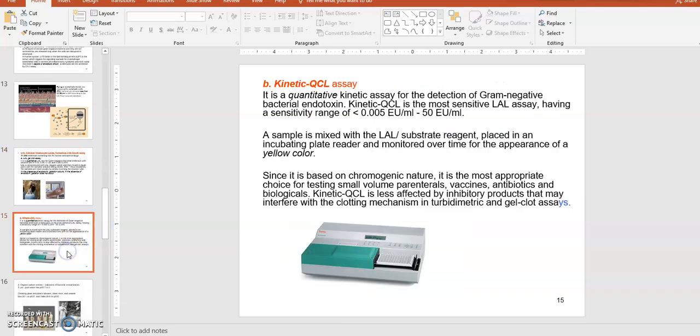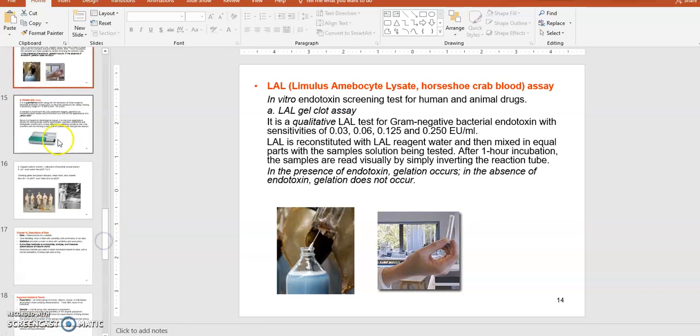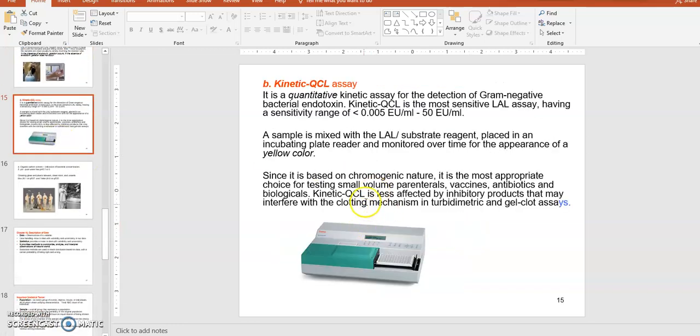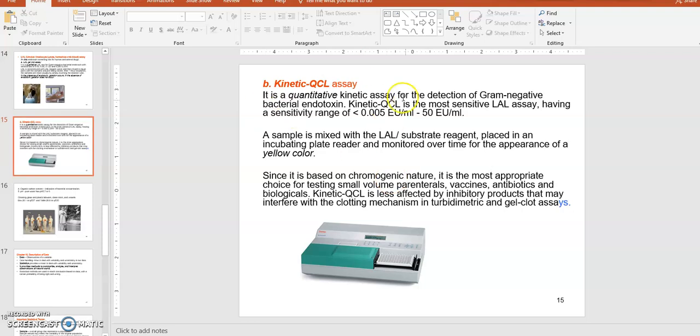So that assay can be done based on gel clotting ability, or it can be done as a color change assay, because that lysate can be conjugated with some kind of color-based material like yellow color. Then you can measure the amount of endotoxin based on the color change using spectrophotometry. So that's called the kinetic QCL assay, or if you want to do a gel clot assay, like the assay you did in the lab, that is considered a gel clot assay. Which one is more sensitive? Of course, it's the kinetic color change based assay.